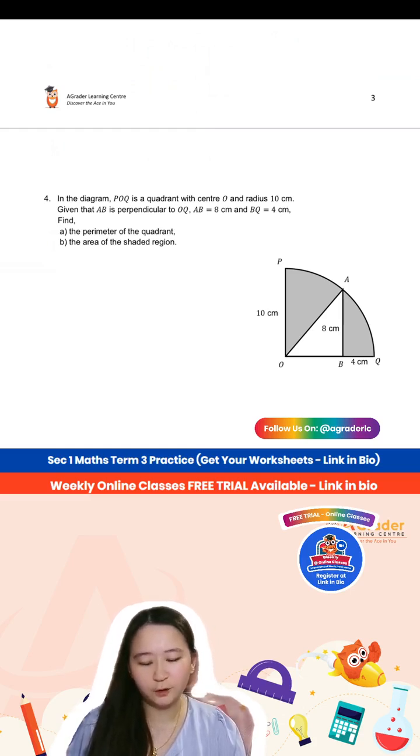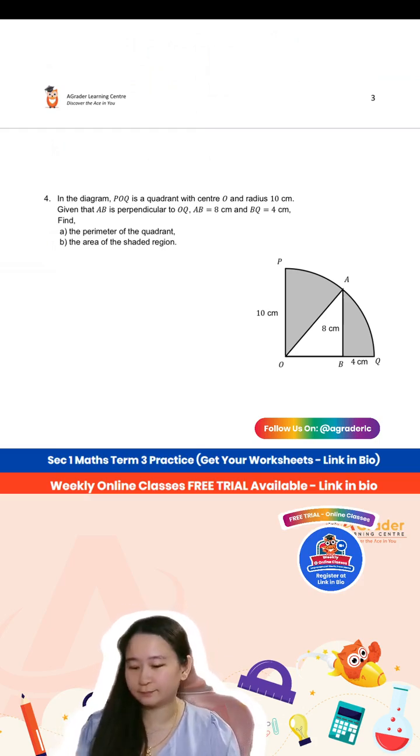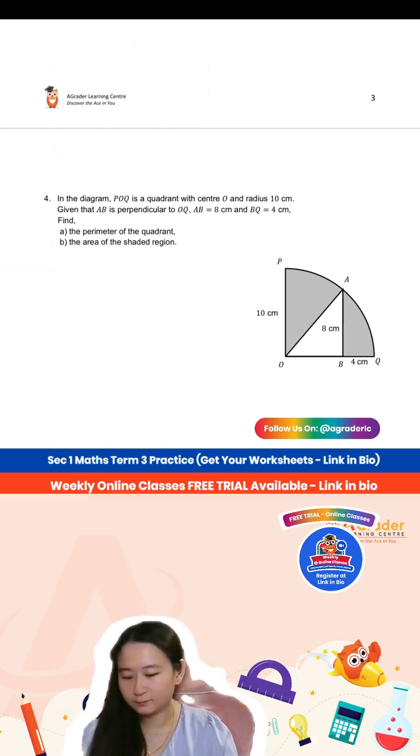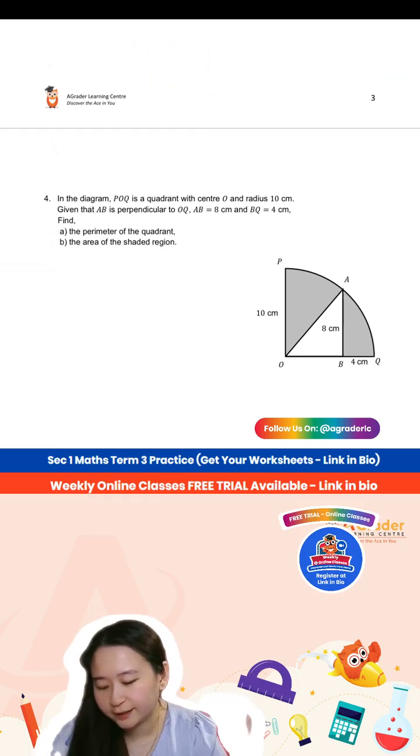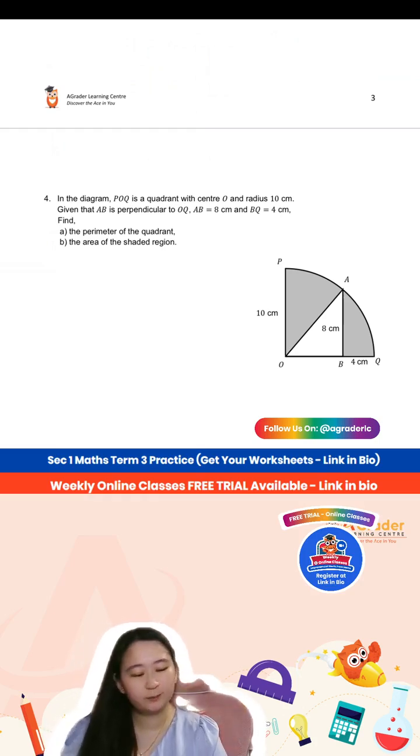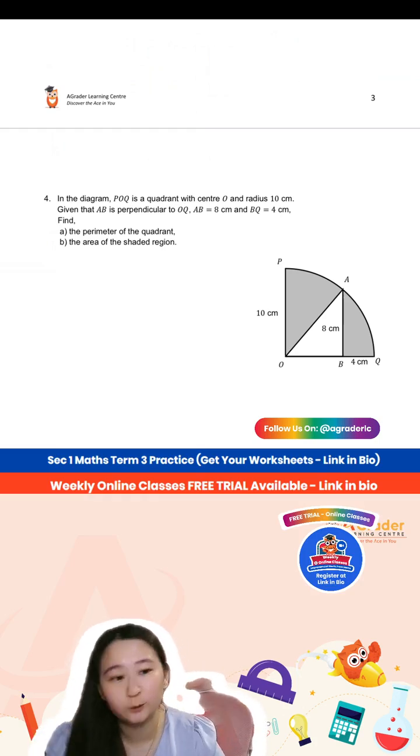Okay, question 4. In the diagram, POQ is a quadrant with center O and radius 10 cm. Given that AB is perpendicular to OQ, AB equals 8 cm and BQ is 4 cm, find the perimeter of the quadrant. So we can find the arc of the quadrant first before we find the perimeter of the quadrant.